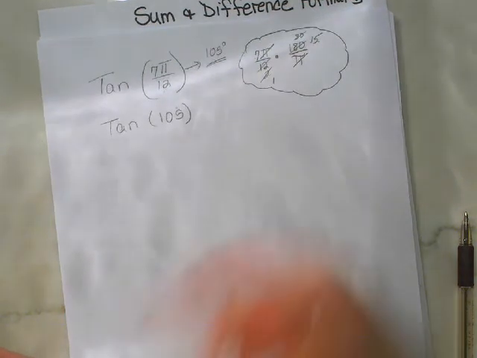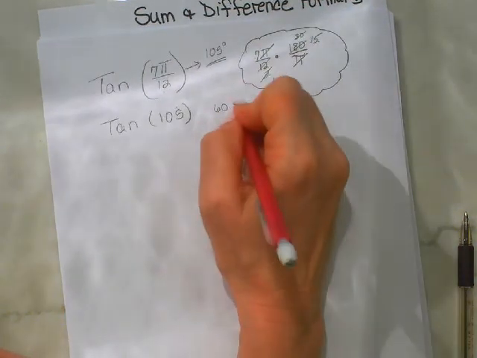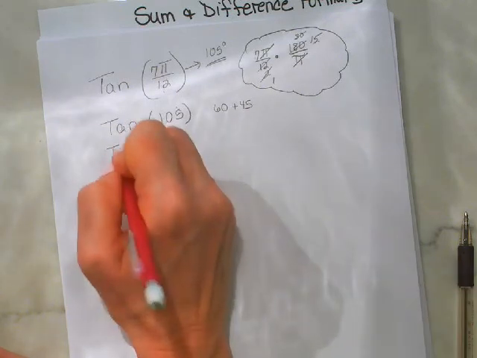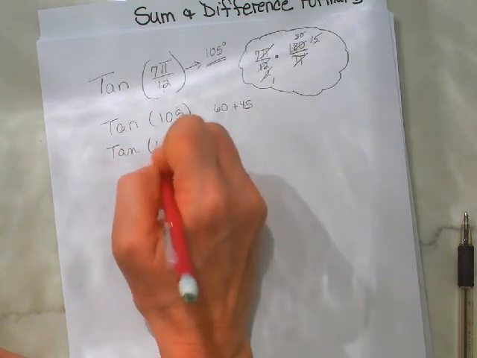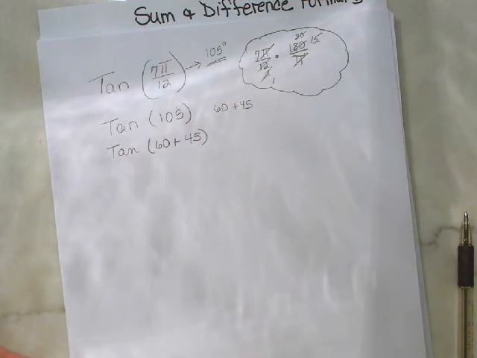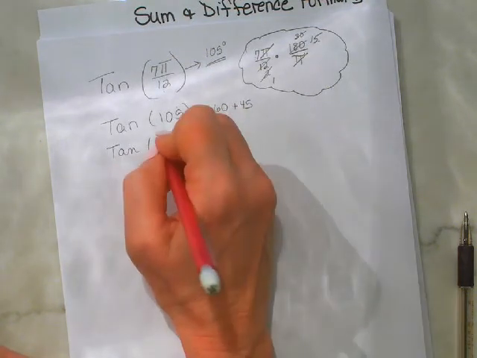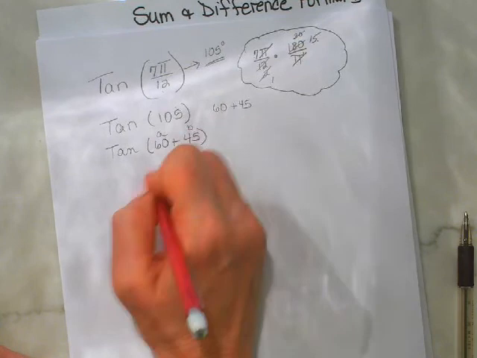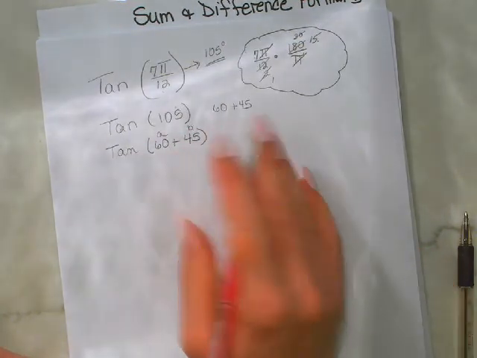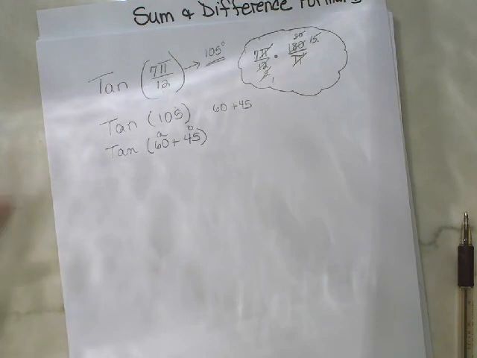Let's see. What two angles can I add to give me 105? Well, I definitely can do 60 plus 45. So it would be the tangent of 60 plus 45. And then I will follow the tangent formula, where this is your A angle, this is your B angle, and I would work the whole thing out. All right, I'm not going to work it all out because I don't want this video to get too long, because it's just one other thing I want to show you.